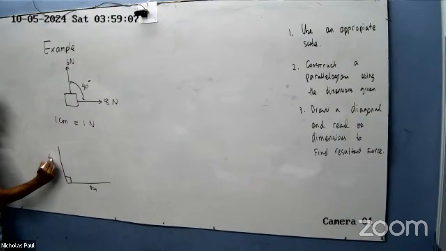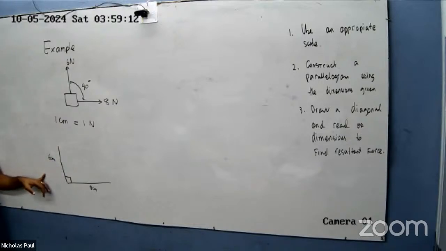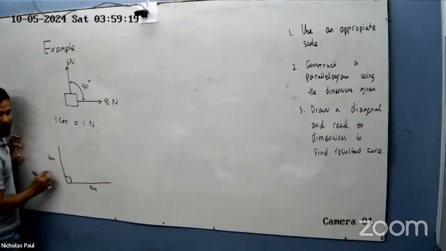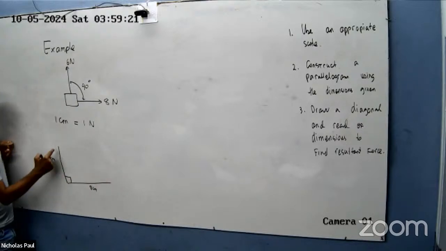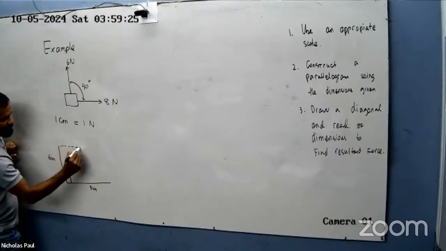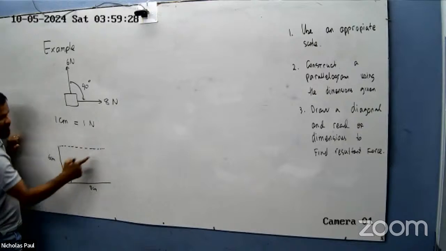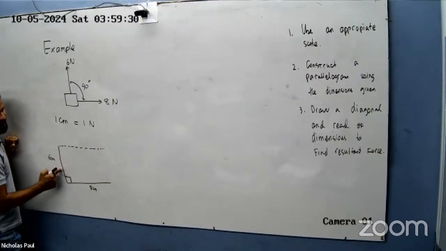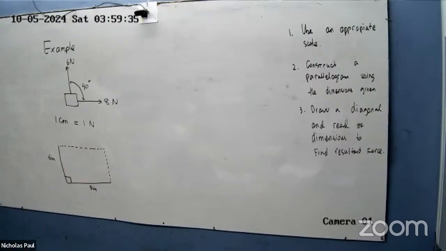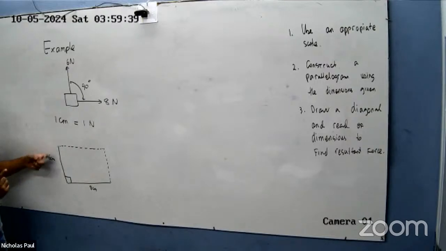There should be 6 centimeters. When it's completed, you want to complete the parallelogram. Parallelogram simply means these two lines parallel, these two lines parallel. So I'm going to draw a line on top here, parallel to this equal line. Then the remaining one should be parallel to this and equal as well. That's a parallelogram. So we did step 1, we constructed the parallelogram.